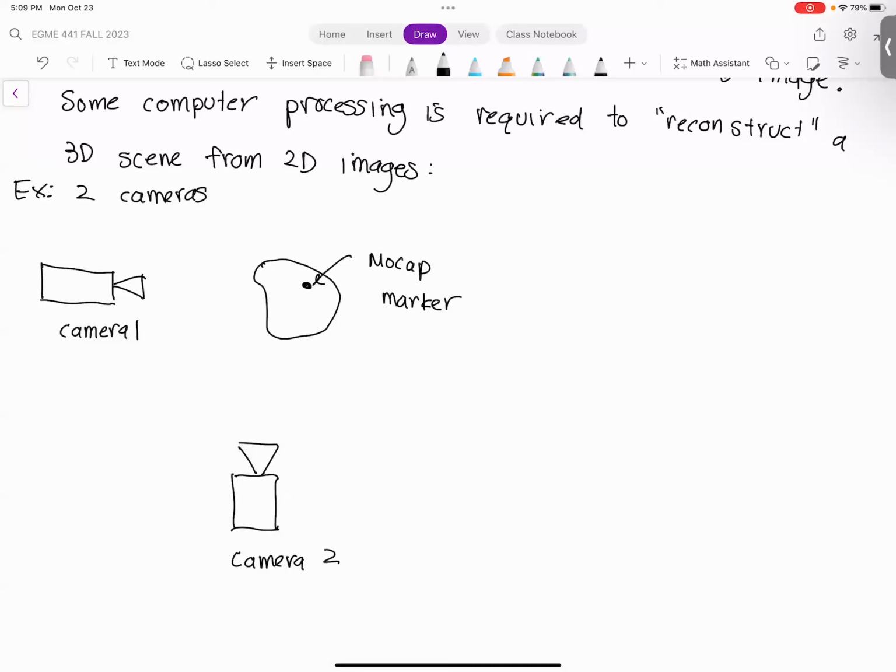All right. In addition to that, let's say that we have some reference point that's fixed to the ground. So let's say that we have a point that's on the ground here, which is going to act as our reference point.